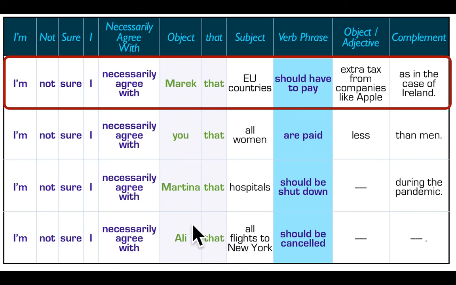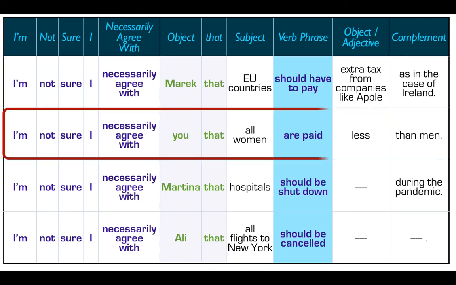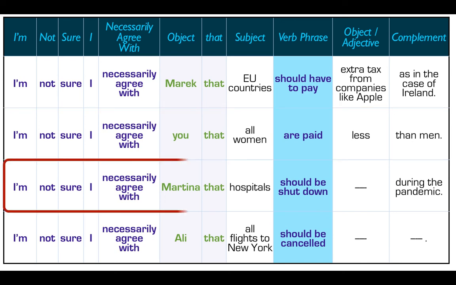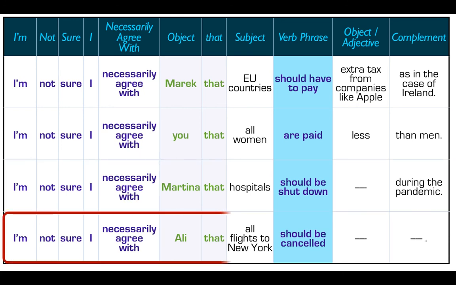If you want to be less personal about it, you could develop these sentences a little bit more. So you could say, I'm not sure I necessarily agree with Martina that hospitals should be shut down during the pandemic. Or I'm not sure I necessarily agree with Ali that all flights to New York should be cancelled. Don't forget, you can leave the object and the adjective and the complement out. You can put in as much or as little as you want there.